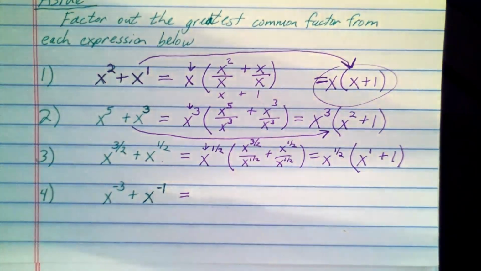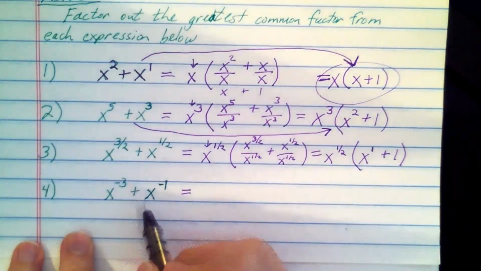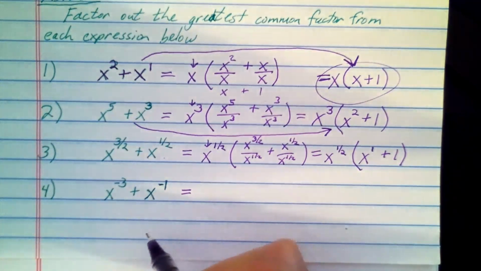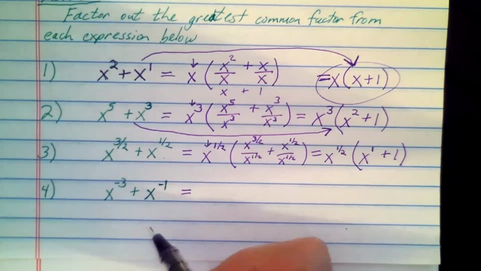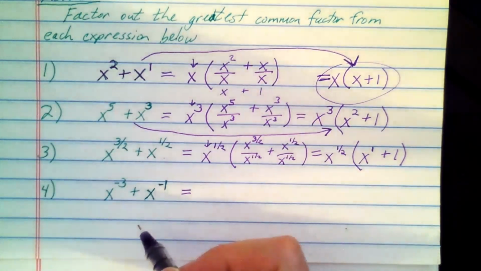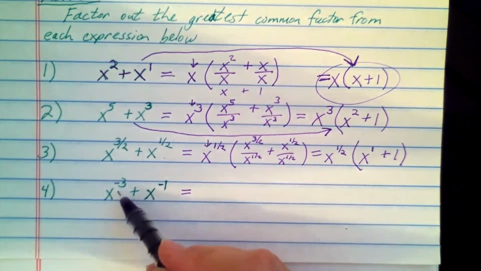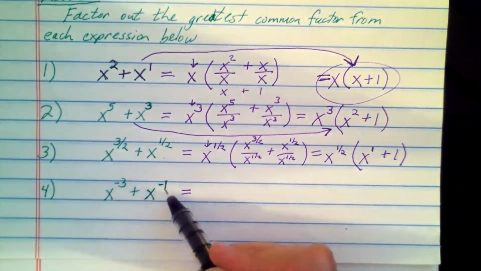The next one I want to look at, this is x to the -3 plus x to the -1. And again, the directions are pull out the greatest common factor. To which you go, oh goodness, how does that work with negative numbers? Well, remember that the greatest common factor, you pull out x to the lower value power. So if you have x to the -3 and x to the -1, which one of those powers is the lower number on a number line?